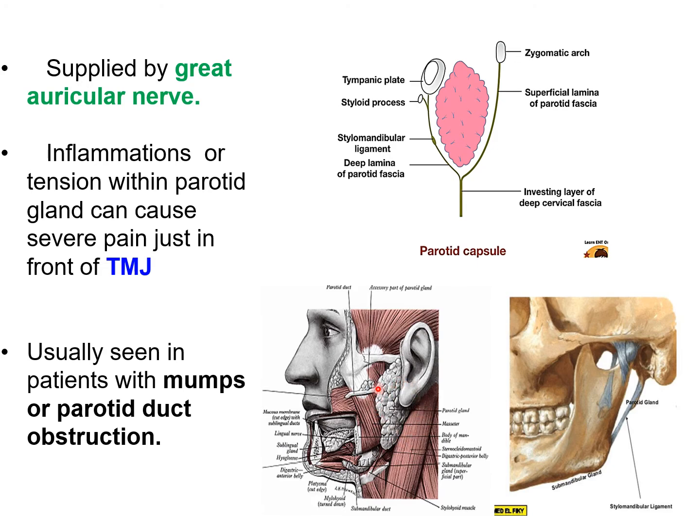The parotid capsule is unyielding in nature. It is derived from the investing layer of deep cervical fascia. This is supplied by the great auricular nerve. So inflammation or tension within the parotid gland can cause severe pain just in front of the temporomandibular joint, and the pain is increased at mealtimes. Usually this is seen with infections such as mumps, or with parotid gland duct obstruction.